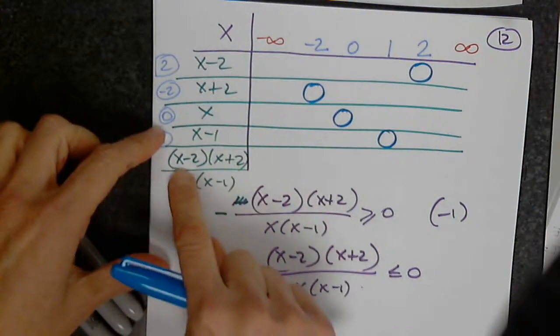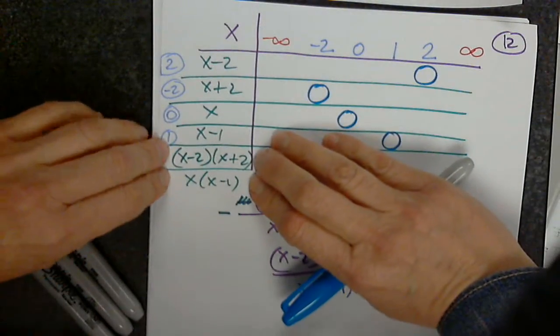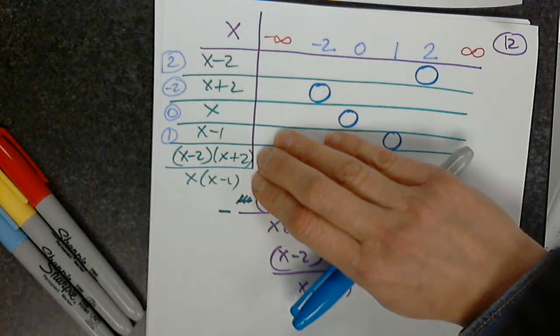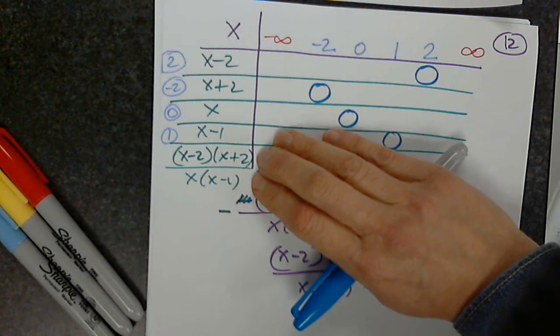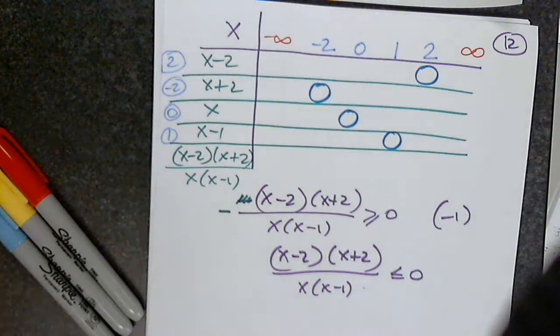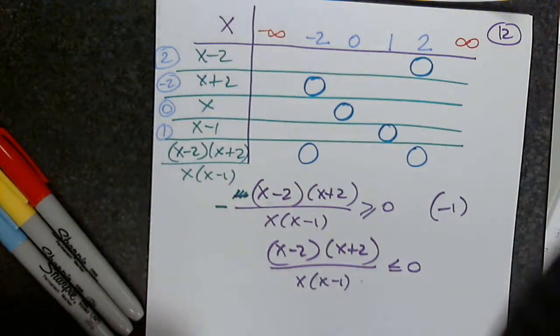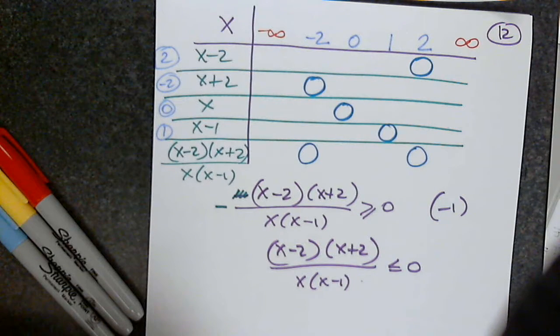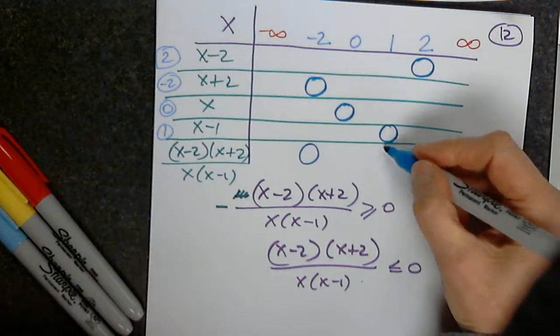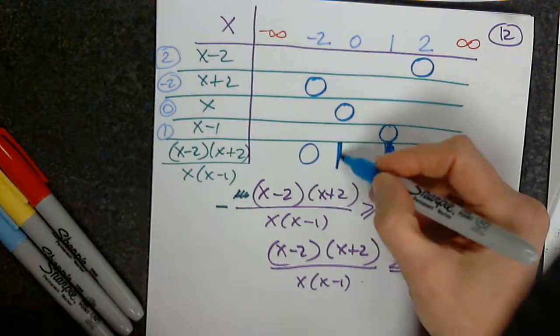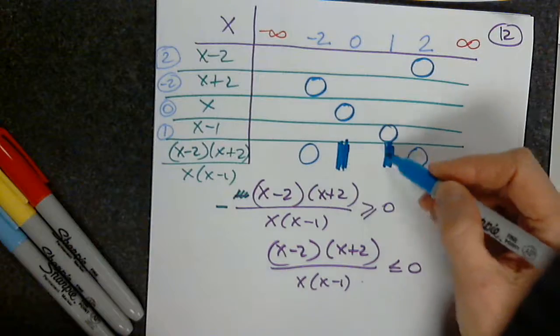This is the whole thing. When will this be 0? A fraction is 0 only when the numerator is 0. A fraction is undefined only when the denominator is 0. So, when will this be 0? X is 2 or negative 2. When will this be undefined? At 1 or 0. I don't have a number, it's just a bar.